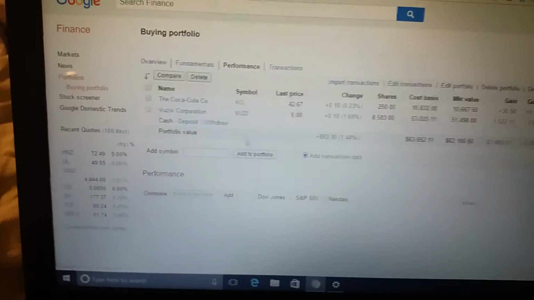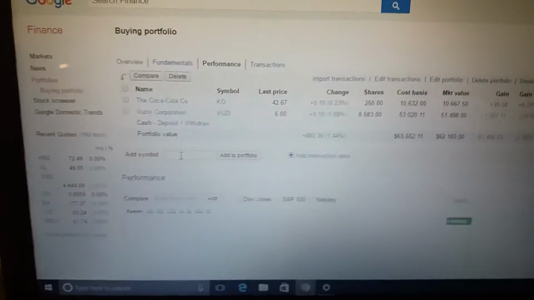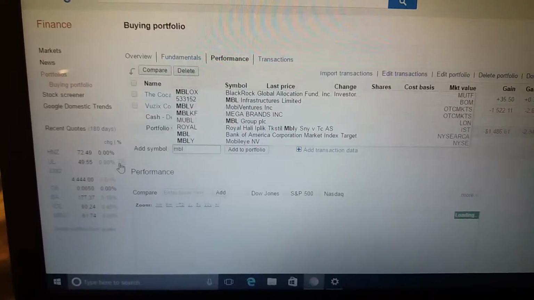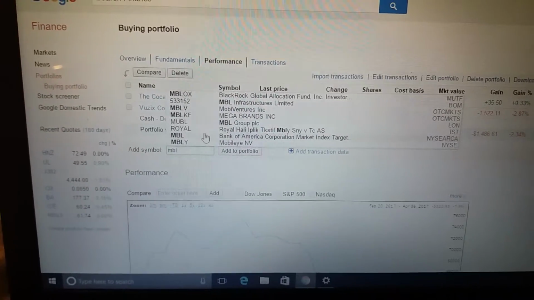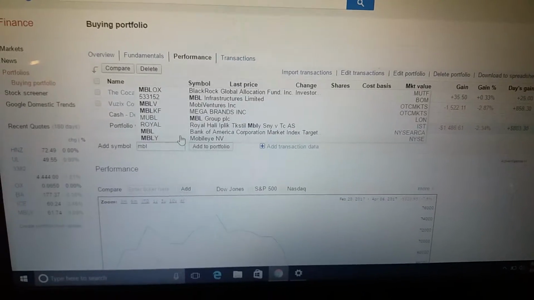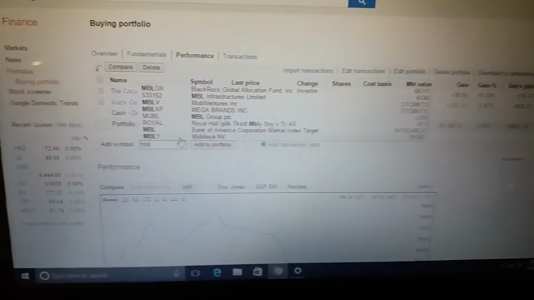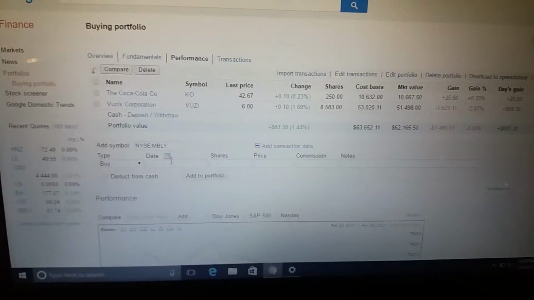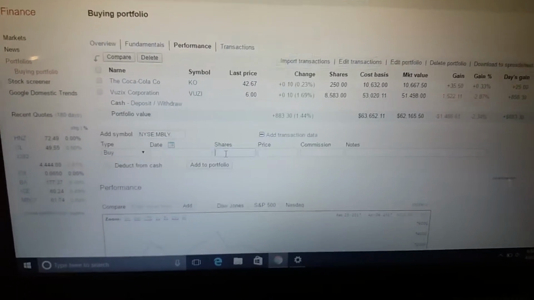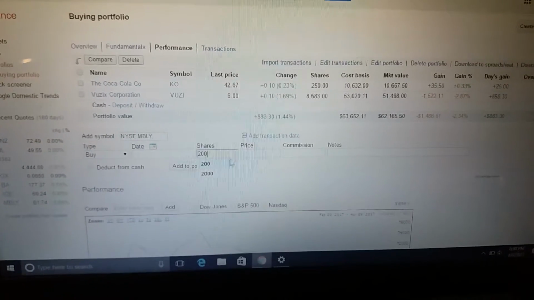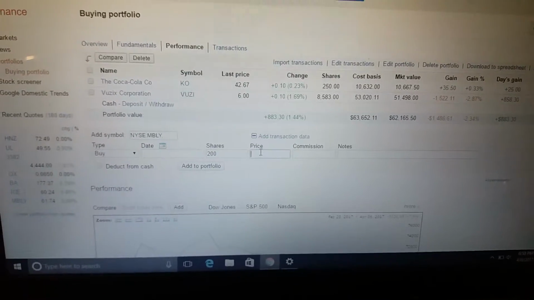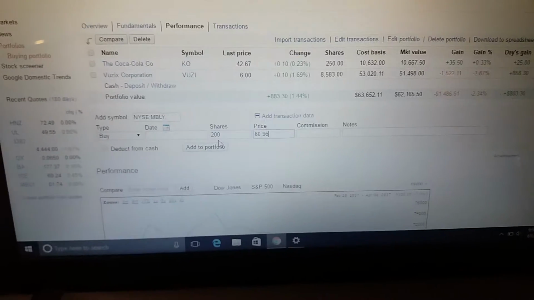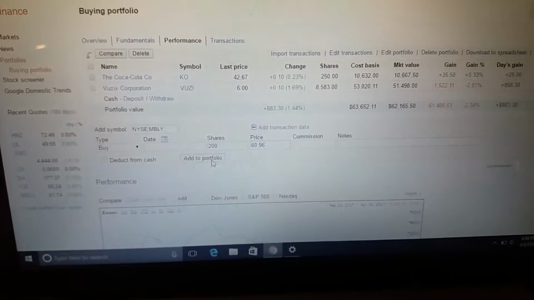The next one you're going to be doing is Mobileye, M-B-L-Y. There it is, popped up at the bottom. Make sure it says New York Stock Exchange. Okay, add transaction data. Christopher, we bought how many shares? 200. How much? $60.96. Okay, you're going to add that to portfolio.